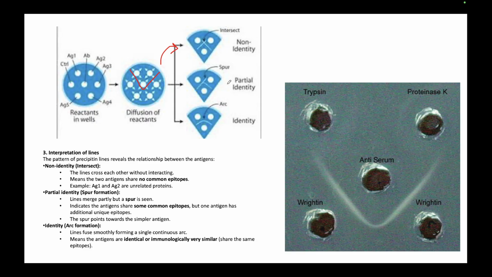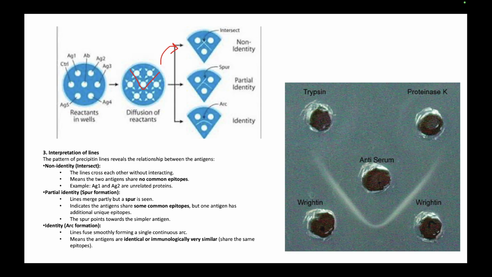There is also a pattern which is partial identity. In partial identity, the lines merge partly but a spur is formed, which indicates the antigens share some common epitopes but one antigen has additional and unique epitopes, so the spur points towards the simpler antigen. This one is the simpler antigen, and this one has an additional epitope, that is why an additional reaction is going on. So these are three kinds of precipitation line patterns you get. Based on that you can say the similarity, or the connection, between two antigens.